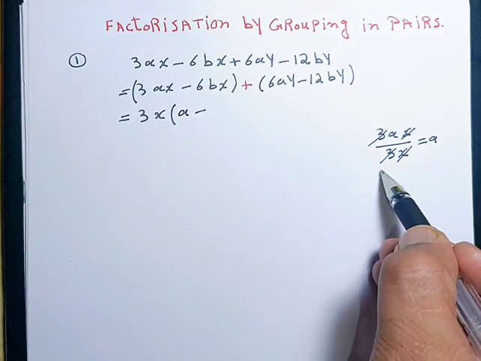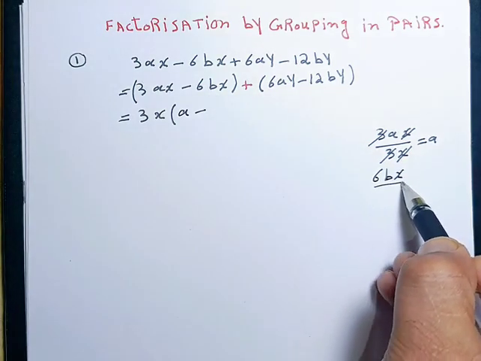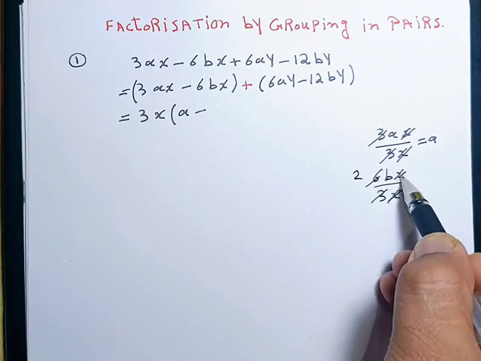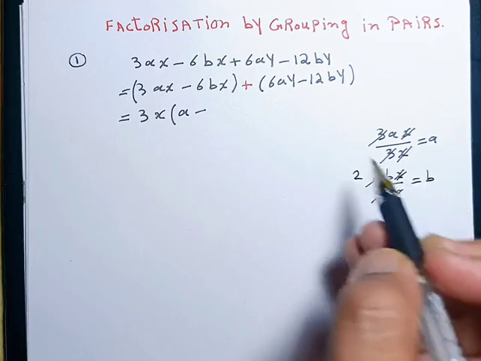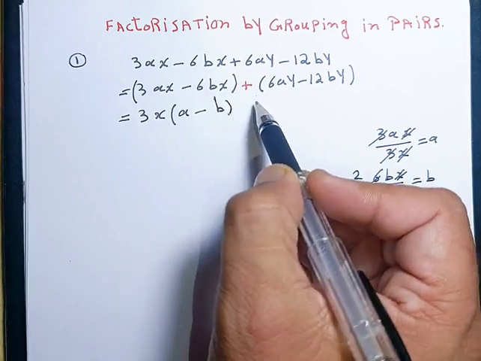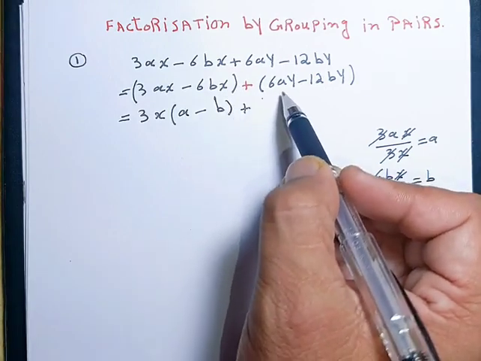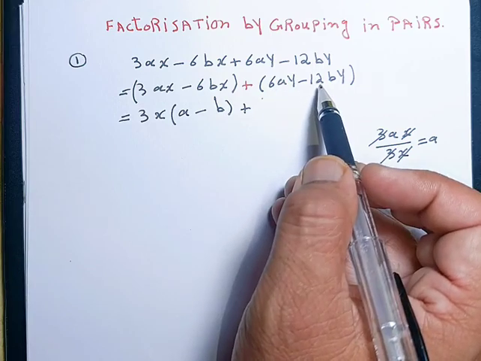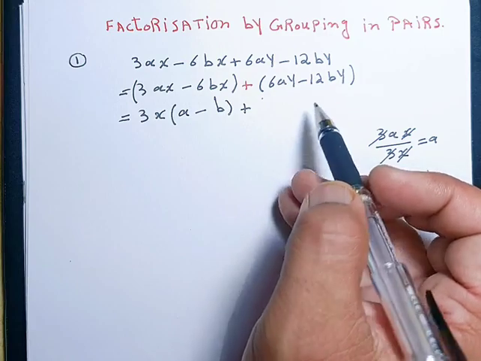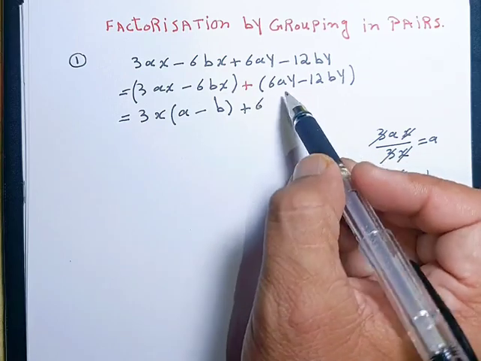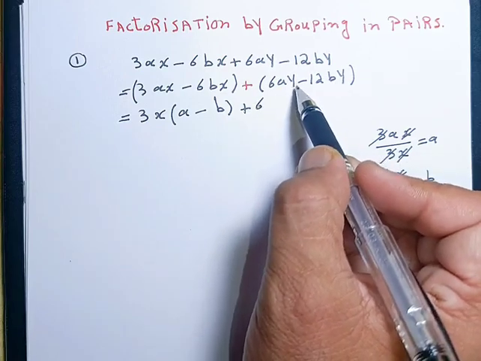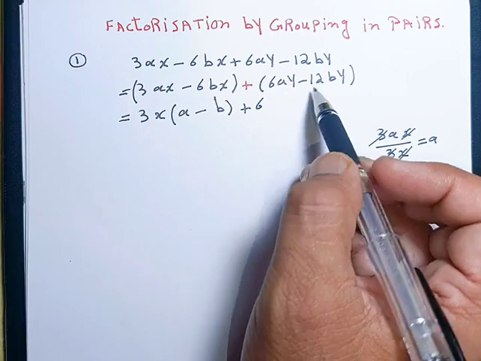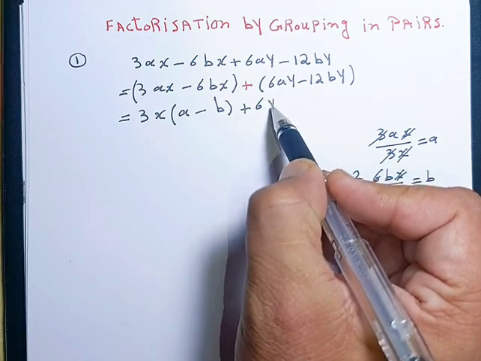Minus, now 6bx divided by 3x. 6 divided by 3 is 2, x and x cancel, only b is left, so the b is left here. Now plus sign, and now 6 and 12. Between these two, 6 can divide by 6, 12 also can divide by 6. So 6 is a common factor, and y is also a common factor because y exists in this term as well as in the second term, so 6y is the common factor.